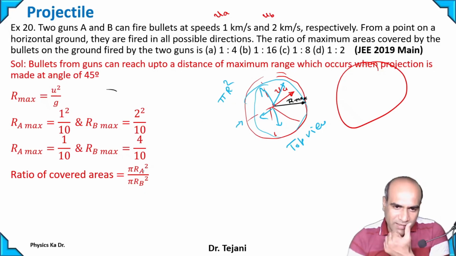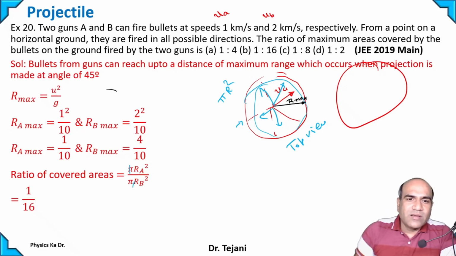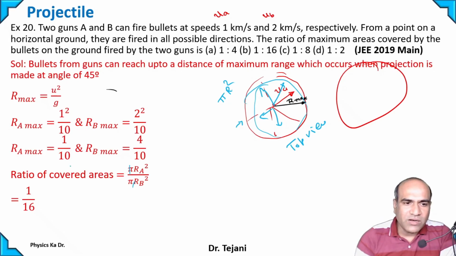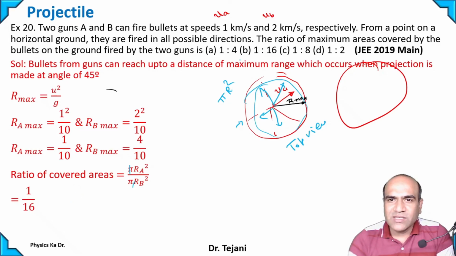So this is pi r a square divided by pi r b square. Pi cancels. Let's put the values here. 1 by 4 square, so it becomes 1 by 16. 1 by 16. Yes, we have the answer.